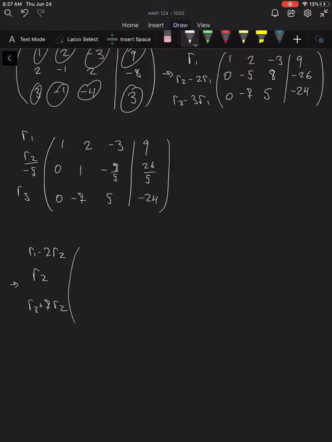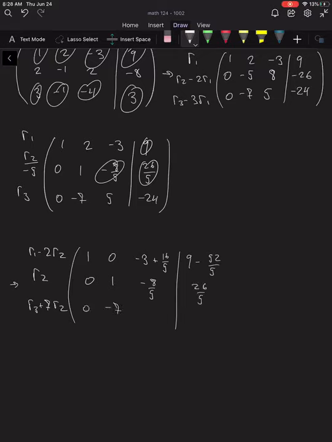Okay, row 1 minus 2 row 2. So we're going to have 1 minus 0, that's just going to be 1. Then this turns into 0. All right, so this is kind of where it gets annoying. So this is going to be minus 3, minus 2 of this, so we're going to have plus 16 over 5. And then this minus 2 of that, so 9 minus 52 over 5. Rewriting row 2 to be the same: 0, 1, minus 8 over 5, 26 over 5.